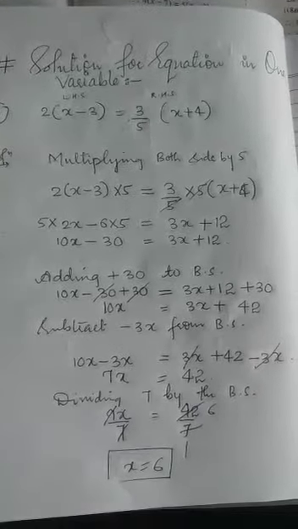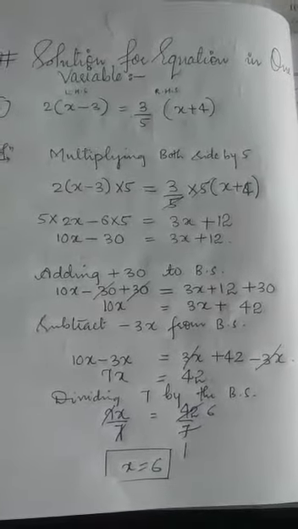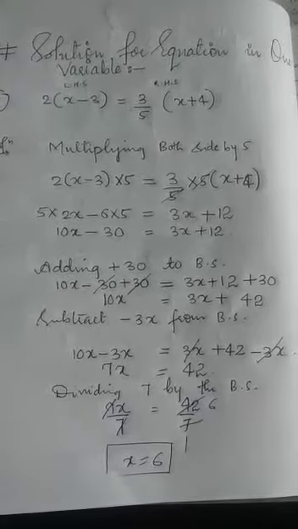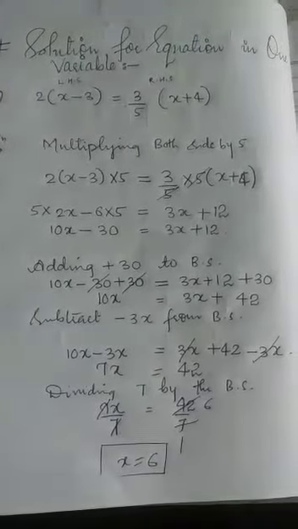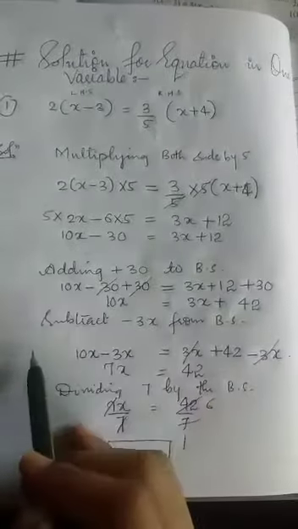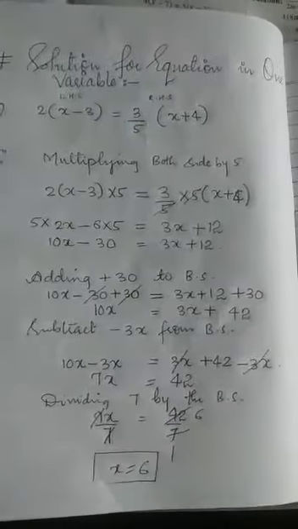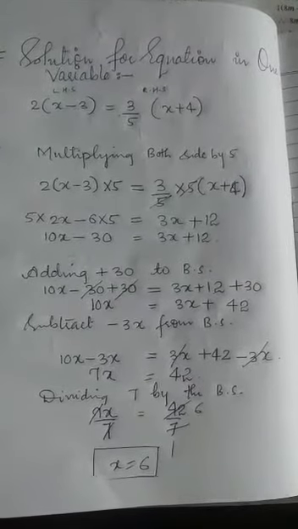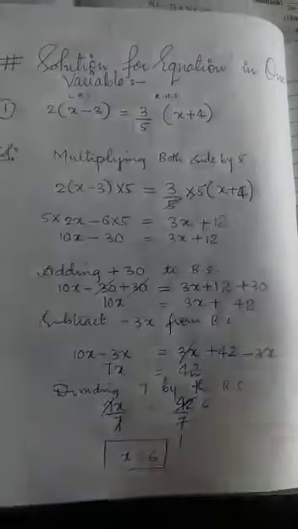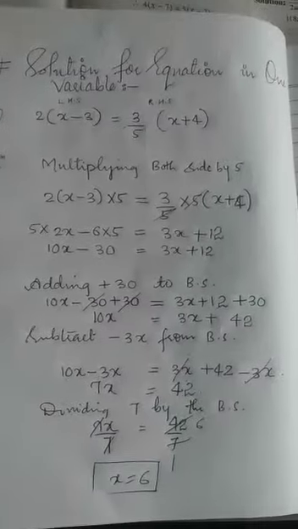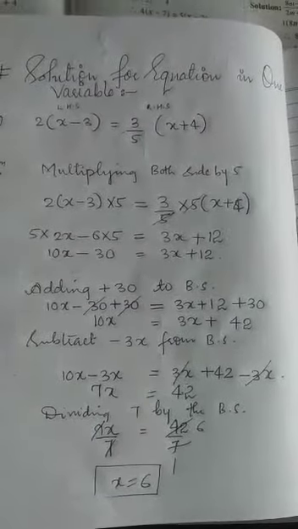Hope you understand this. Why is this known as equation in one variable? Because in this process we have to perform multiplication, addition, subtraction and division together. That's why this is known as equation in one variable, and this is how we have to solve it. Hope you understand this. So write this example in a notebook.